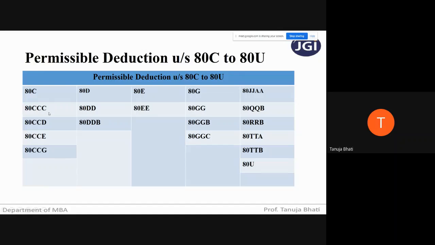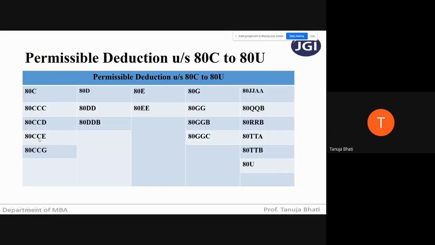80CCC is where an individual is contributing to certain pension funds that has been set up by LIC, and the maximum amount of contribution again that can be made under this section is 1,50,000. 80CCD is when an individual, either employed by the central government or any other employer, is contributing to pension scheme of the central government. And here the deduction will be 10% of the salary or 20% of gross total income, depending upon the situation under which he is employed.